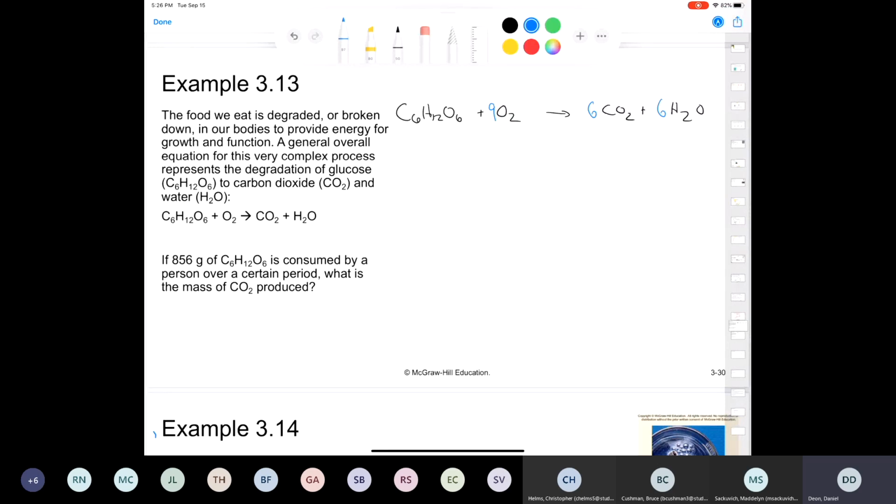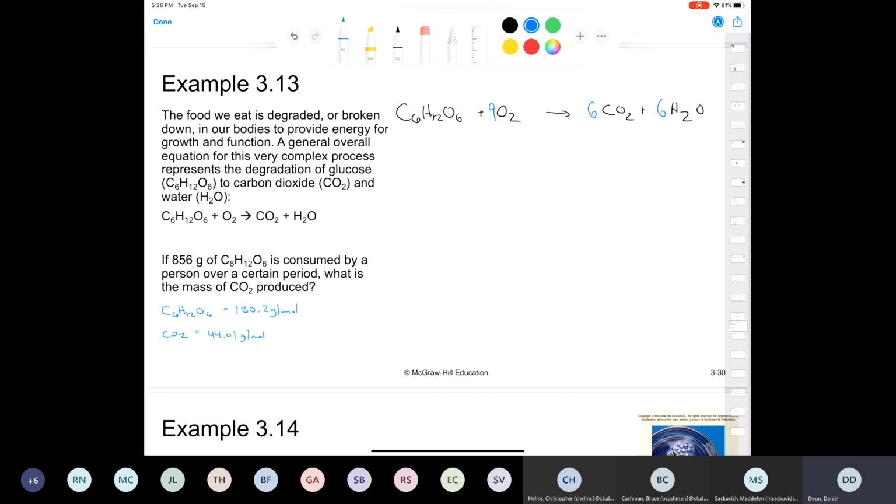Now, I've gone ahead and I've looked up both the molar mass of glucose and the molar mass of carbon dioxide. So I'll help you out here. C6H12O6 is 180.2 grams per mole, and carbon dioxide is 44.01 grams per mole. Okay, so now I have those. All right, so here we go.